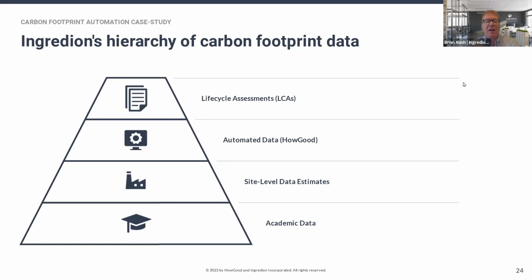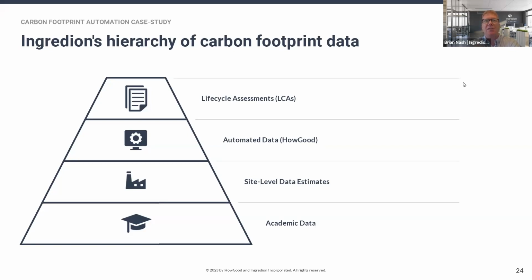And I'd say at the base of that pyramid is academic data. Somebody comes in and says, I really just need to know what's the carbon footprint for corn in the US or something. Okay, I can go to the USDA and get some academic data or whatever and provide that. I'd say a level above that is maybe site level data estimates. We don't have metering on all of our equipment.